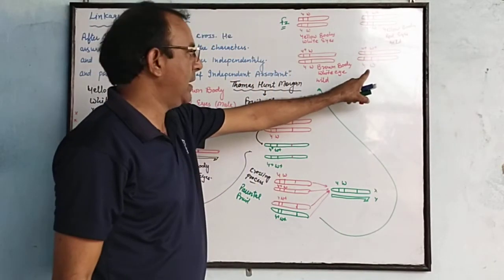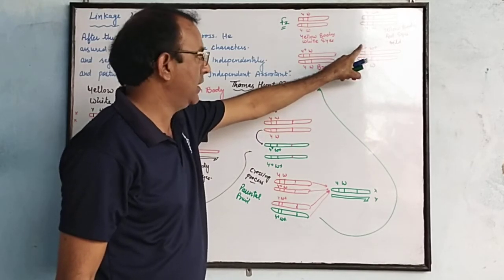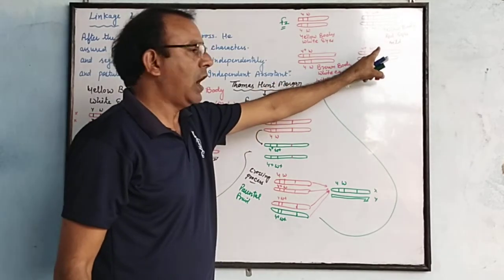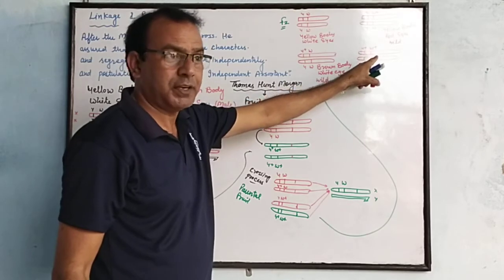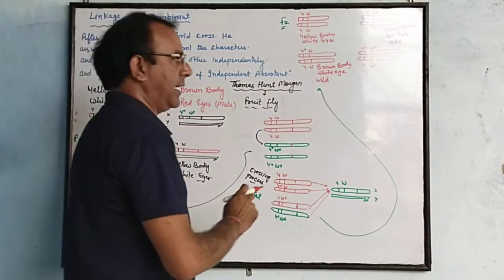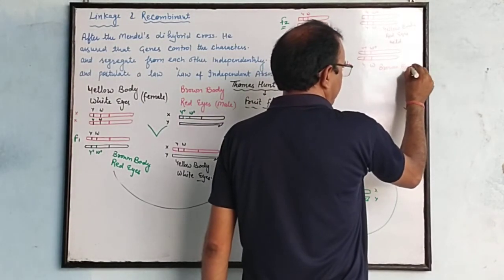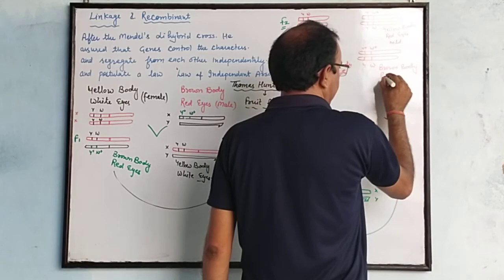Here the female produced contains Y plus W plus. Y plus is dominant over Y, and W plus is dominant over W. Y plus W plus shows a brown body, red eyes. Brown body, red eyes.